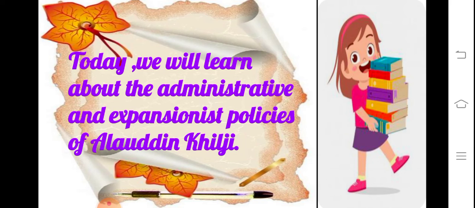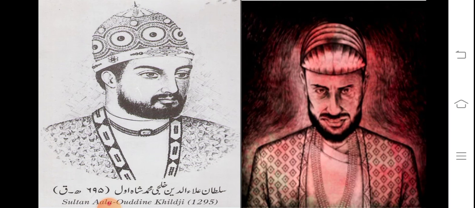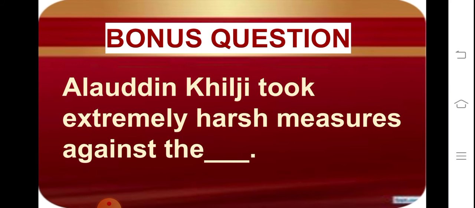First I will introduce you to these two pictures. The first picture is of Alauddin Khilji and the second one is of Malik Kafur, who was the minister of Alauddin Khilji. Now, children, you have the bonus question of the day: Alauddin Khilji took extremely harsh measures against the dash dash dash. So you have to read the section and be ready for this.